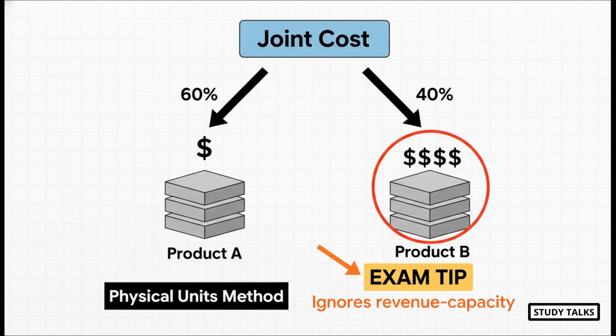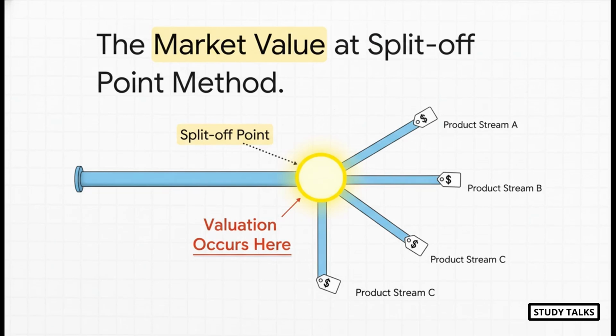Simple. But, and this is a big but and a key exam tip, ICAI loves to ask about the flaw in this method. And the flaw is huge. It completely ignores how much money each product actually brings in. A kilogram of gold dust would get the same cost as a kilogram of sand, which just doesn't make any business sense. So since the physical units method has that major weakness, we need a better way.